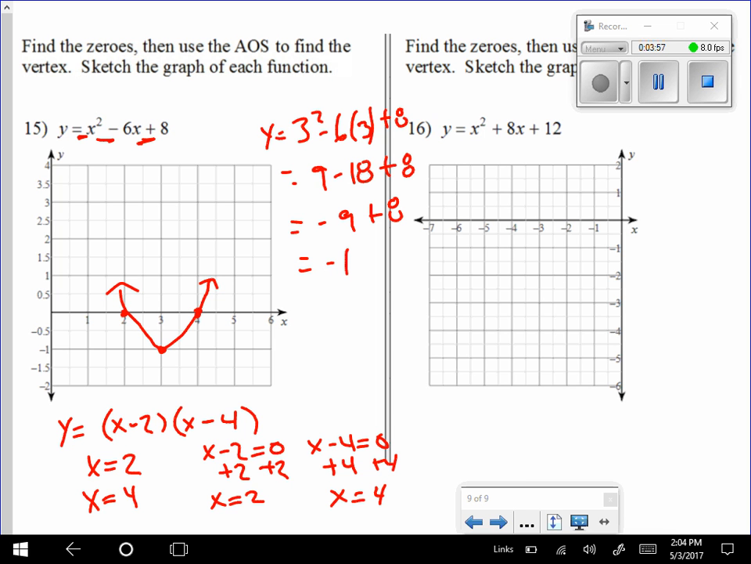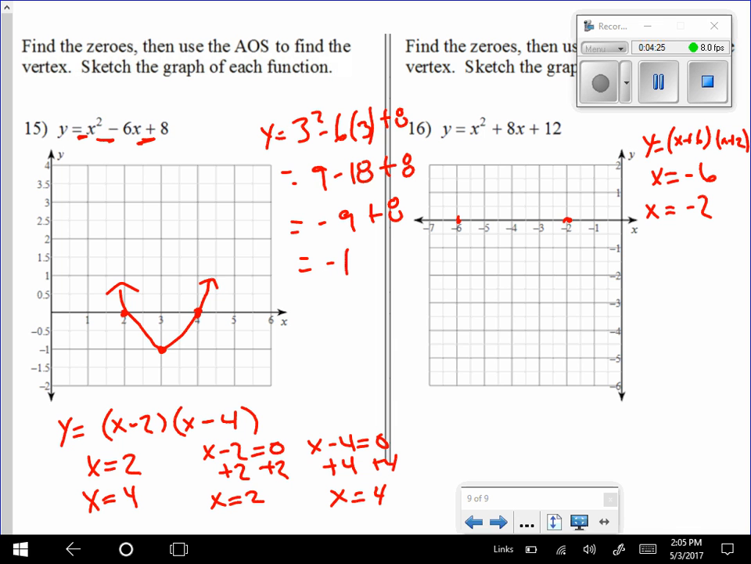Notice your a is positive, so it's going up. All right, last one. We're going to factor this one. x and x. Plus and plus. Factor of 12 that adds up to 8: 6 and 2. So x is going to equal -6, and x is going to equal -2.